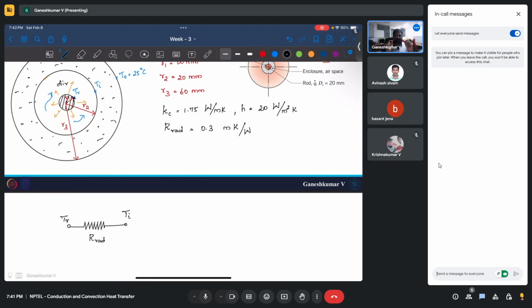One is radiation. What are the other heat transfers we have? Convection. But where to where is convection happening? Convection has to happen between the surface and the air. It cannot happen from surface to surface.